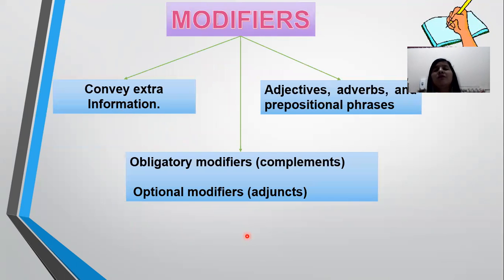Now I'm going to talk about modifiers. The modifiers convey extra information about the head. They can be adjectives, adverbs, and prepositional phrases. In addition, the modifiers are words or phrases that may be obligatory or optional. As you can see here, there are two types: obligatory modifiers, which are also called complements, and optional modifiers, which are called adjuncts.